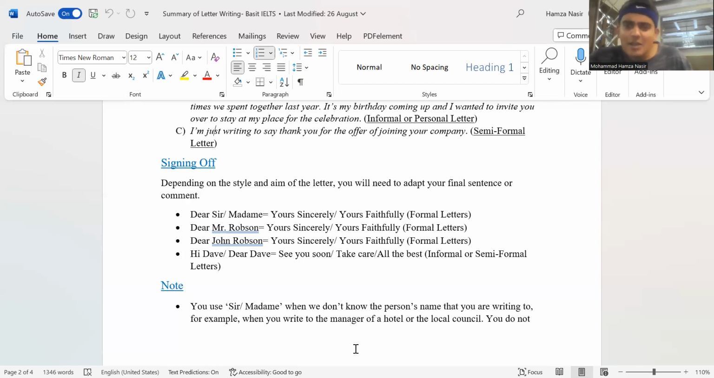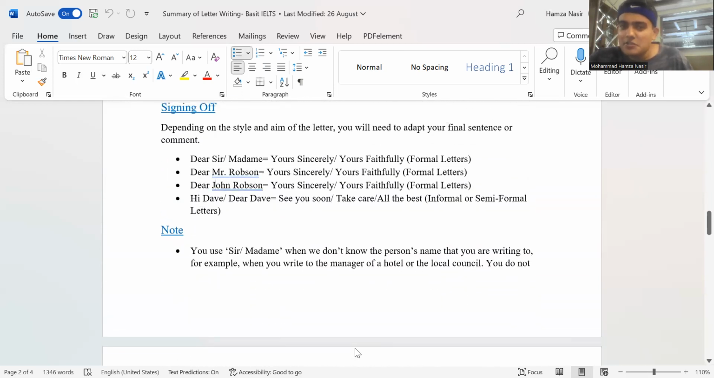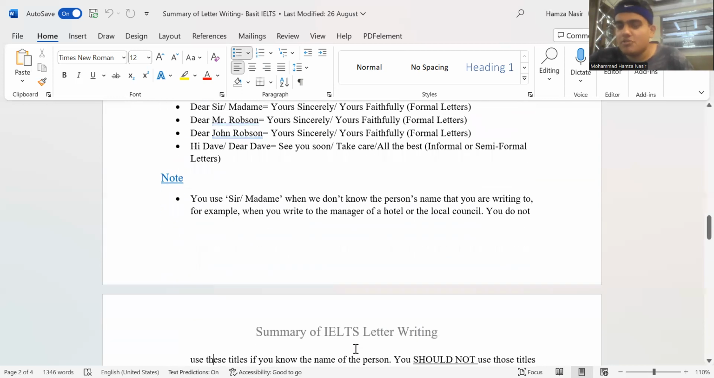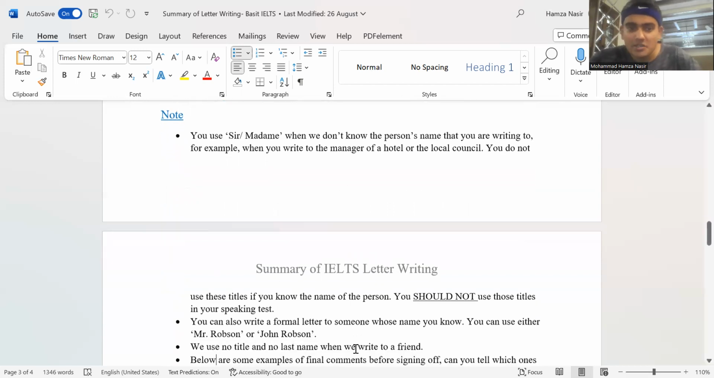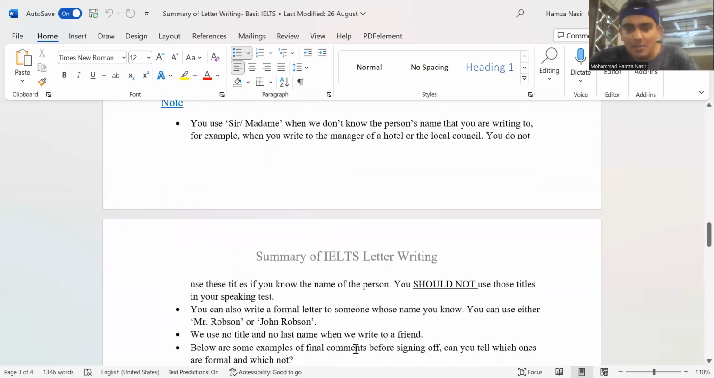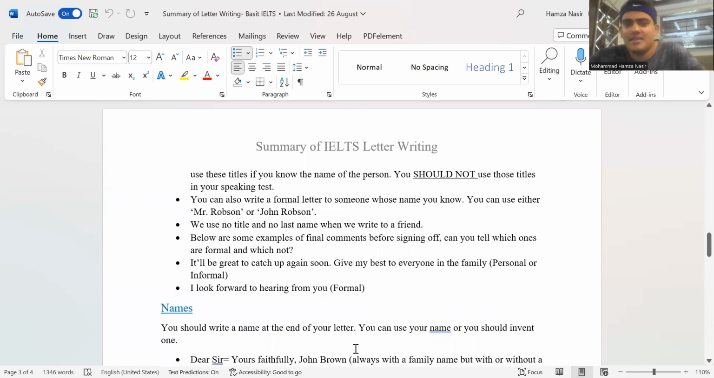Now, one thing is very important for us to take into consideration, and that is that you use sir or madam when you don't know the person's name that you're writing to. For example, when you write to a manager of the hotel or the local council, right? You do not use these titles if you know the name of the person. You can also write a formal letter to someone whose name you know, like I said, you can use either Mr. Robson or John Robson.